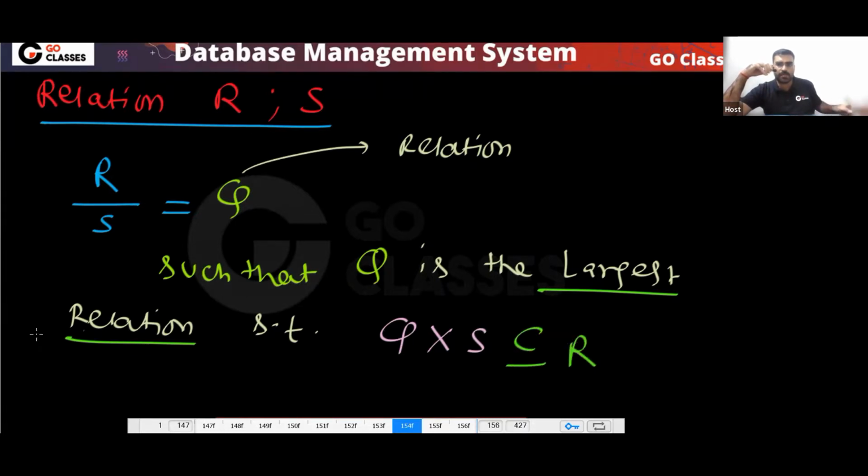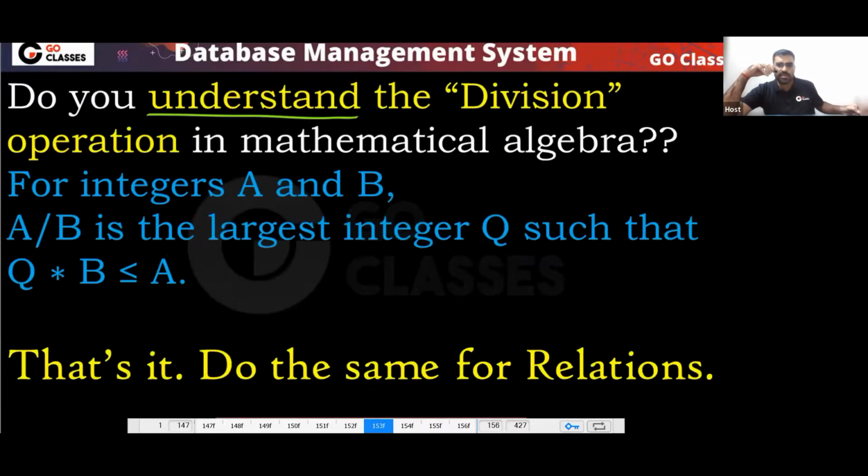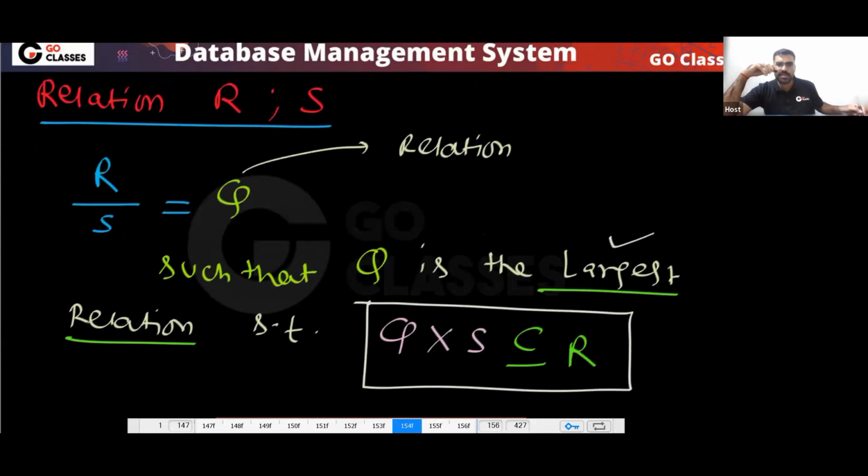Exactly the same definition. Yes or no? This is what I'm saying: if you understood division in normal mathematics, what the division operation is, then do the same for relations. That's it. This is your chapter. The chapter is over. Really, the chapter is over. Is this clear? Tell me. Do exactly the same here also.